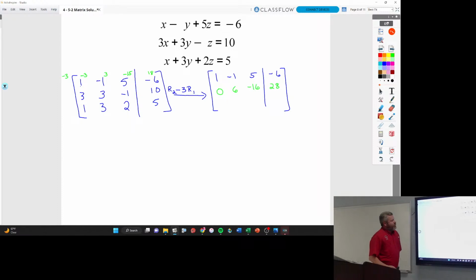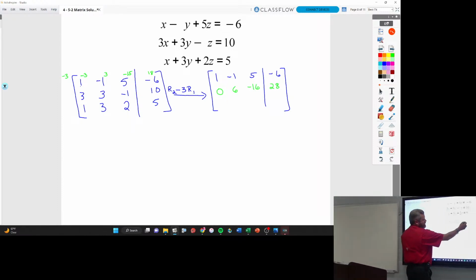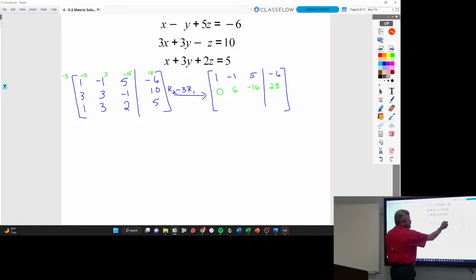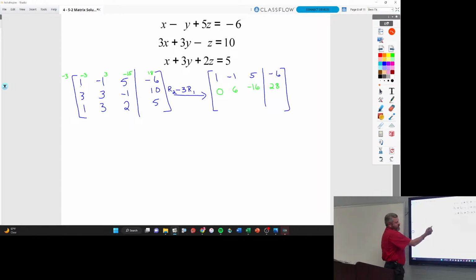So I have replaced row 2 with row 2 minus 3 row 1s. And you'll notice I now have a 0 in row 2, column 1, which is what I want. I now need to turn row 3, I need to turn that 1 into a 0.